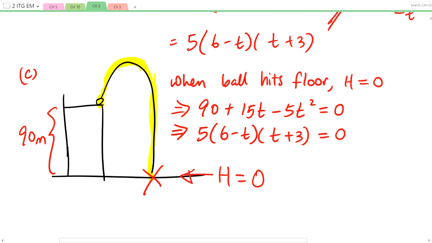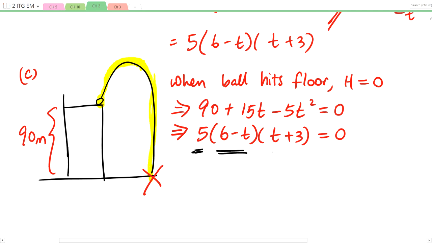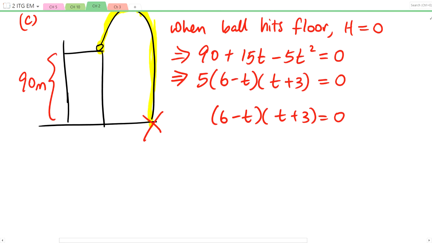Following so far? And now what can you tell me about the value of t? So I've got something times something times something equals 0. What should I do to both sides? Divide by 5. Yeah, let's divide by 5. What is 0 divided by 5? Okay, t plus 3 equals 0. Now I've reduced it to something multiplied by something equals 0. What can you conclude?